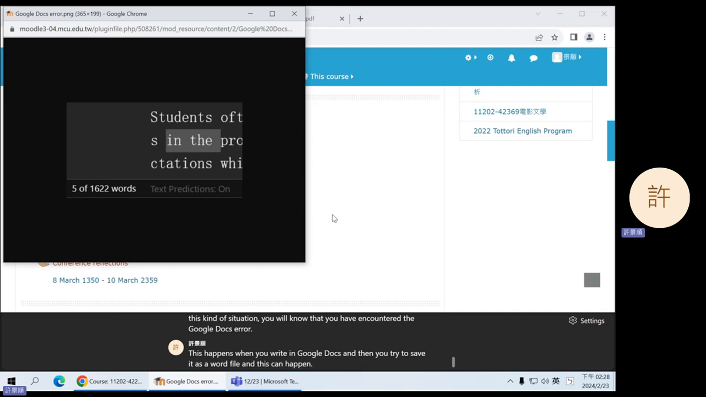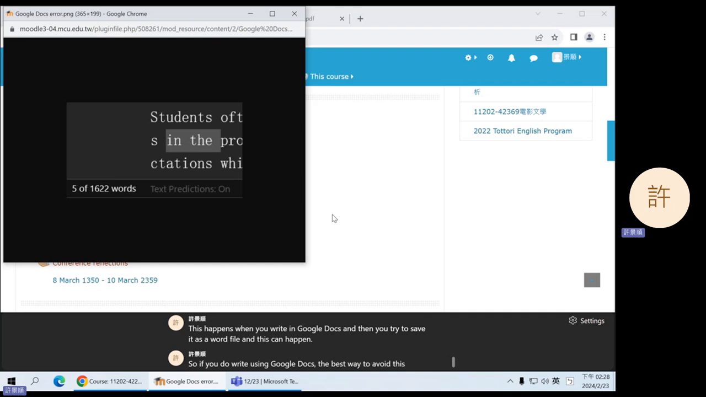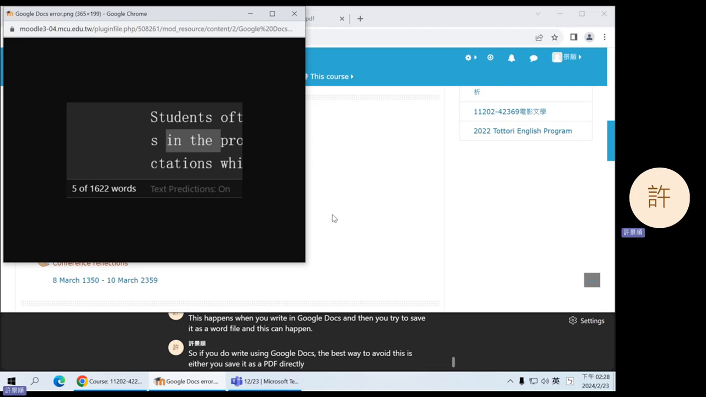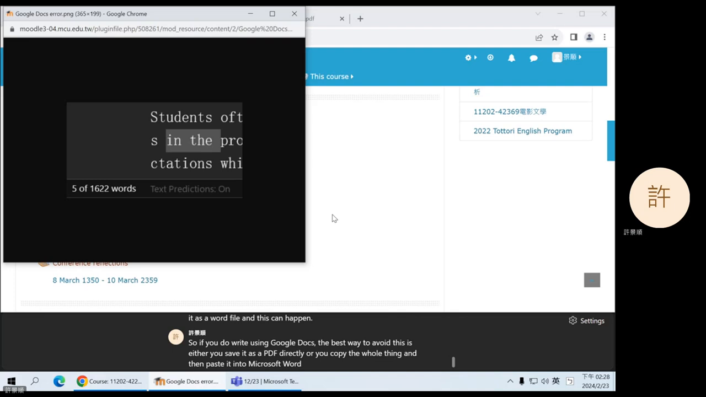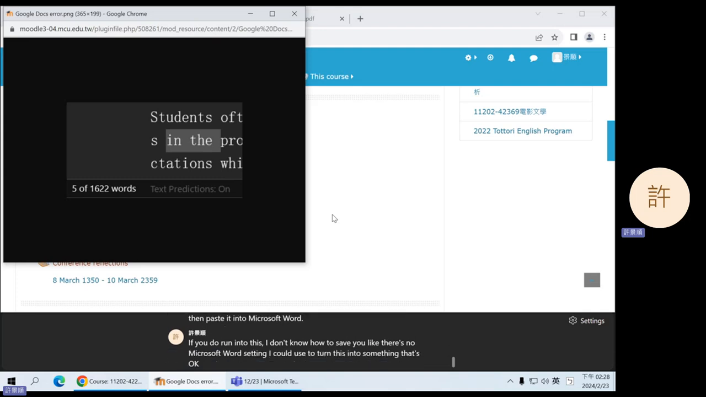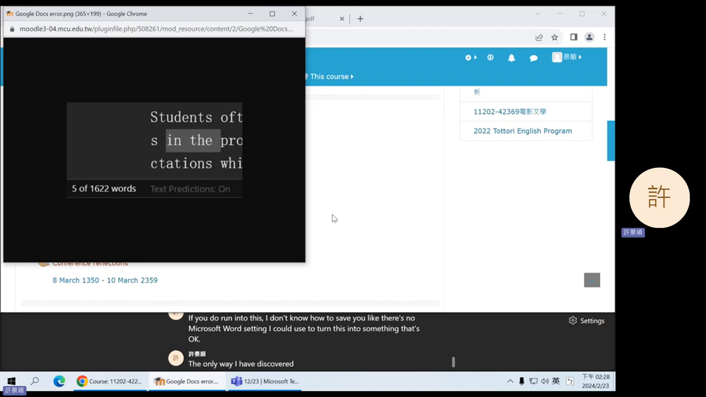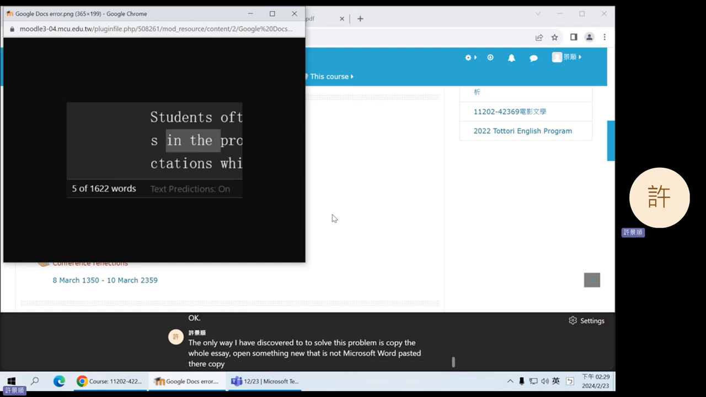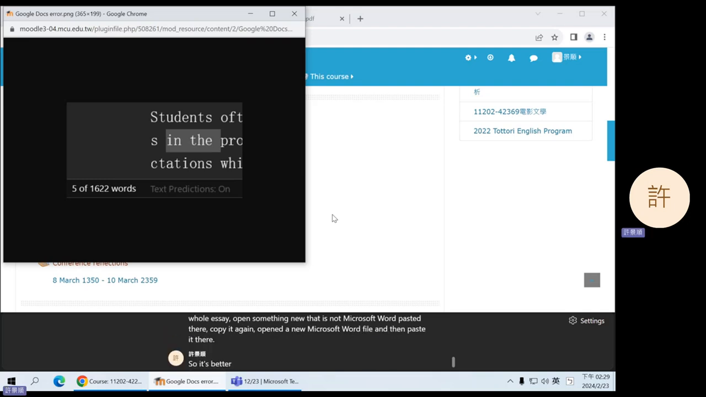So if you do write using Google Docs, the best way to avoid this is either you save it as a PDF directly, or you copy the whole thing and then paste it into Microsoft Word. If you do run into this, I don't know how to save you. There's no Microsoft Word setting I could use to turn this into something that's okay. The only way I have discovered to solve this problem is copy the whole essay, open something new that is not Microsoft Word, paste it there, copy it again, open a new Microsoft Word file, and then paste it there. So it's better just to avoid this problem in the first place.